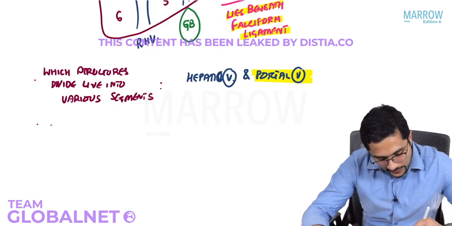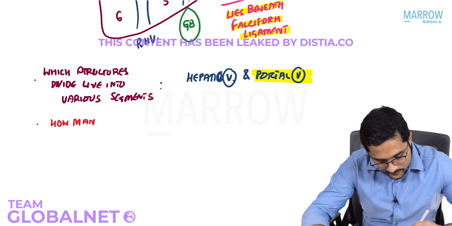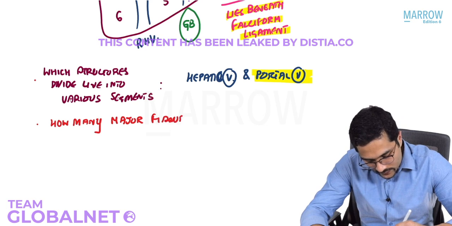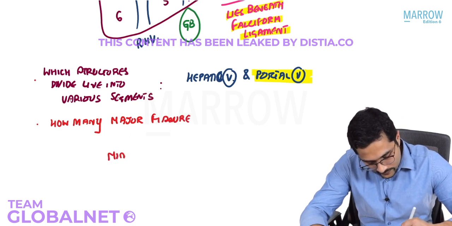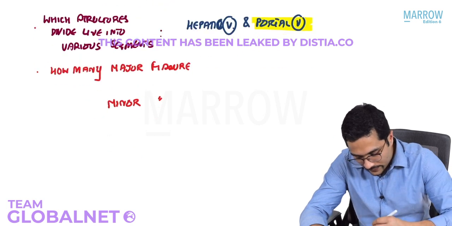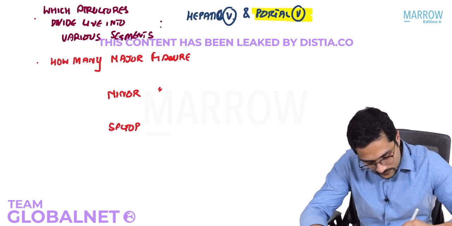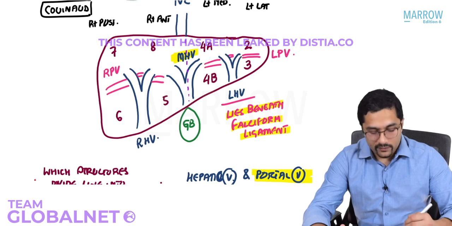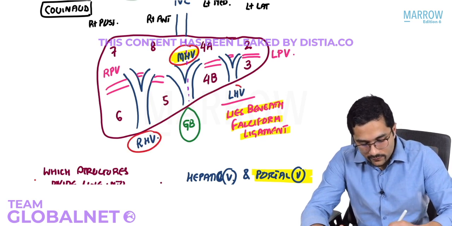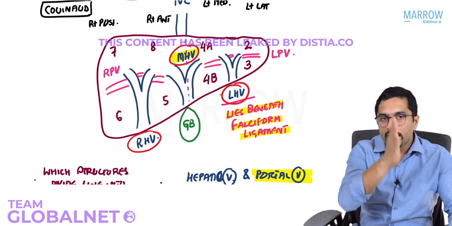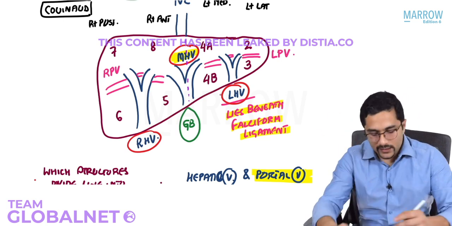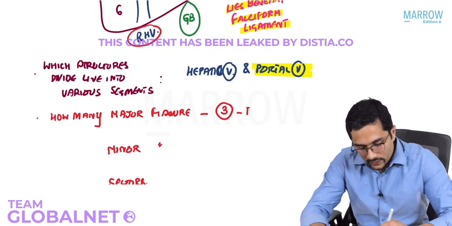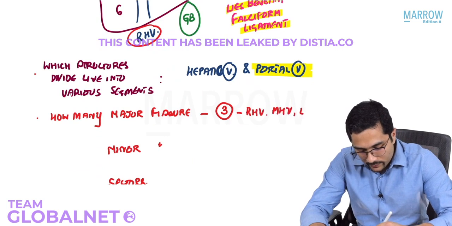Now, the other thing is, how many sectors are there? How many major fissures? How many minor fissures? These are the next three questions which we need to know. The major fissures are wherever the hepatic veins are. We know there are three hepatic veins, the right, middle and left hepatic vein, so there are three major fissures in the liver.